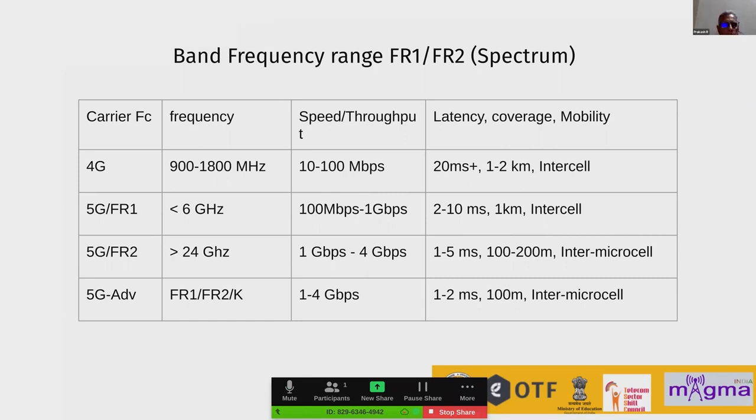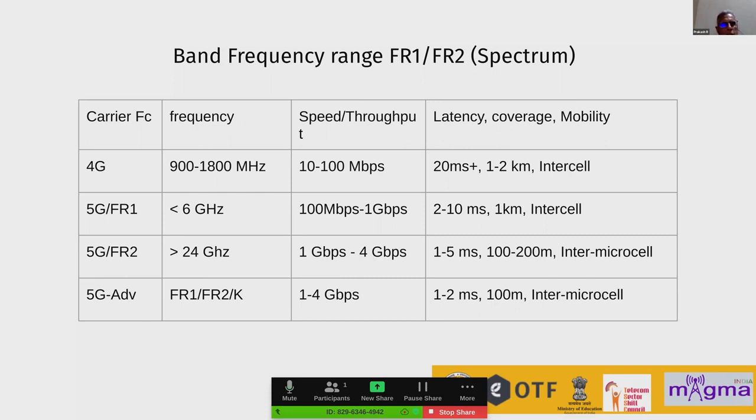The 4G used to operate in 900, 800 megahertz mostly, and the speed, throughput, etc., were in the 10 to 100 Mbps range, and latency was of the order of 20 milliseconds plus. You could have a coverage of 4G radio over 1 to 2 kilometers, and the mobility obviously was able to do intercell.